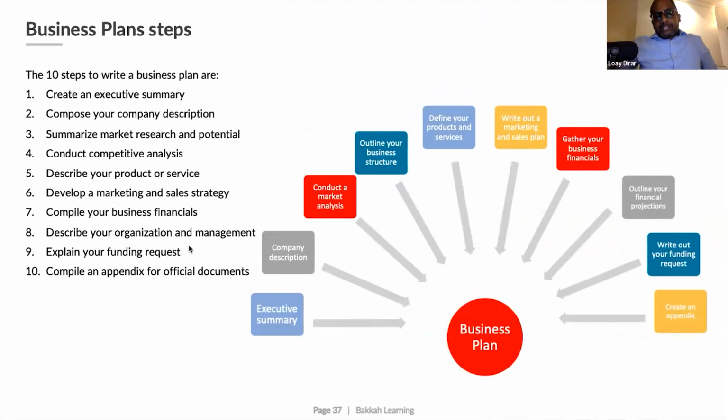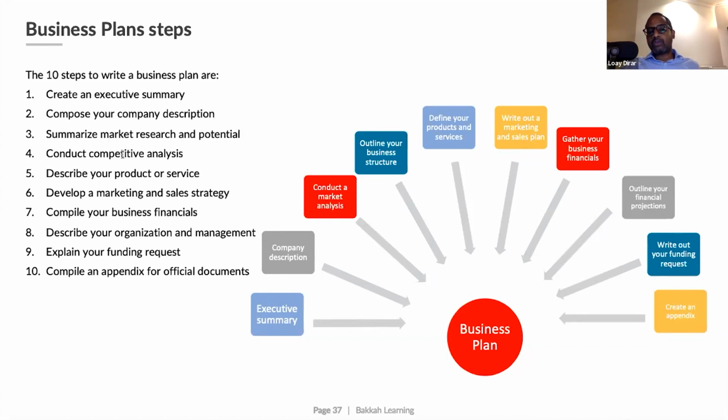So, business plan steps. This is a very high level view of the business plan, and as you can see, this is a summary of what we covered in the previous section, the components, or contents, of the business plan. The steps to write a business plan, or the sections of the business plan, start with creating an executive summary. It has to be a highly attractive executive summary. Then write your company description, and describe it very well. Summarize market research and potential, which will showcase the accuracy of the data that you collected.